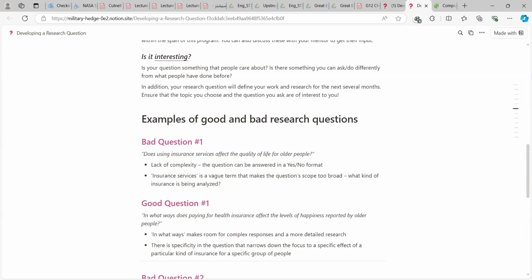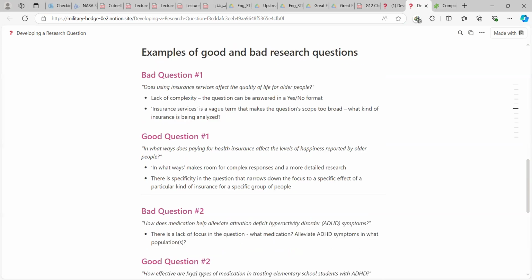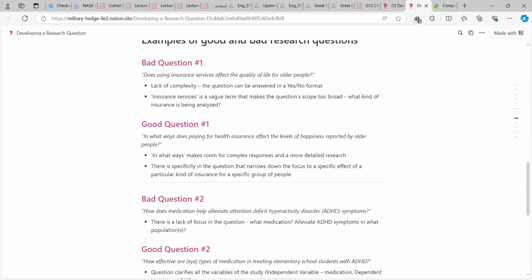So let's take some examples also. I think it will be clearer with that. Let's take a bad question. Does using insurance services affect the quality of life for older people? Do you see it's a good question?